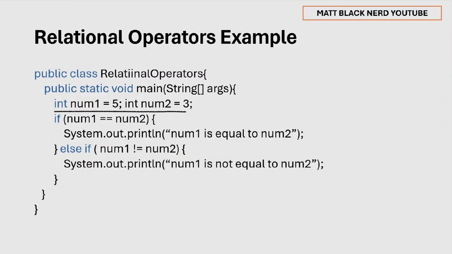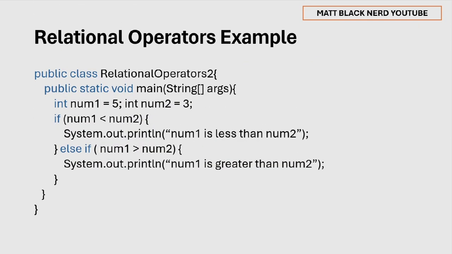In this example, the num1 variable of type int is initialized with value 5. The num2 variable of type int is initialized with value 3. In the if statement, the expression num1 equal to num2 returns false and the if block will not be executed. In the else if statement, the expression num1 not equal to num2 returns true and the else if block will be executed. The text num1 is not equal to num2 will be printed to the console.